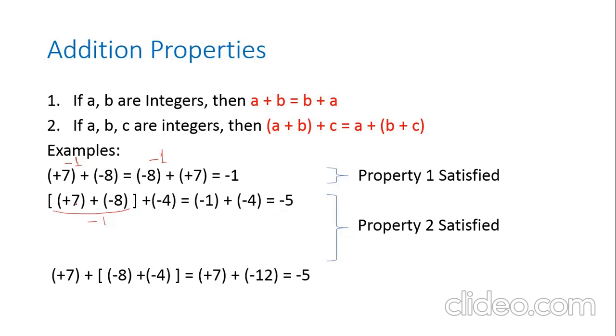Now, instead of adding 7 to -8, we will leave 7 outside and add -8 to -4 like this. And the result will be added to 7. So -8 plus -4, we have two numbers of similar sign. We keep the sign and we add. So here we got -12. We add the result to 7. So we have 7 plus -12, which is -5. We notice that the result is equal to the previous one and the property is satisfied.